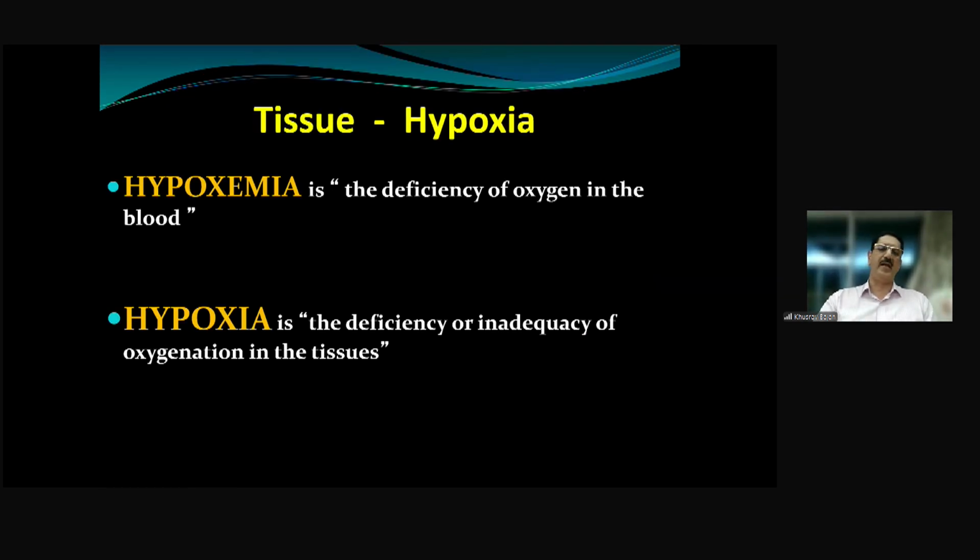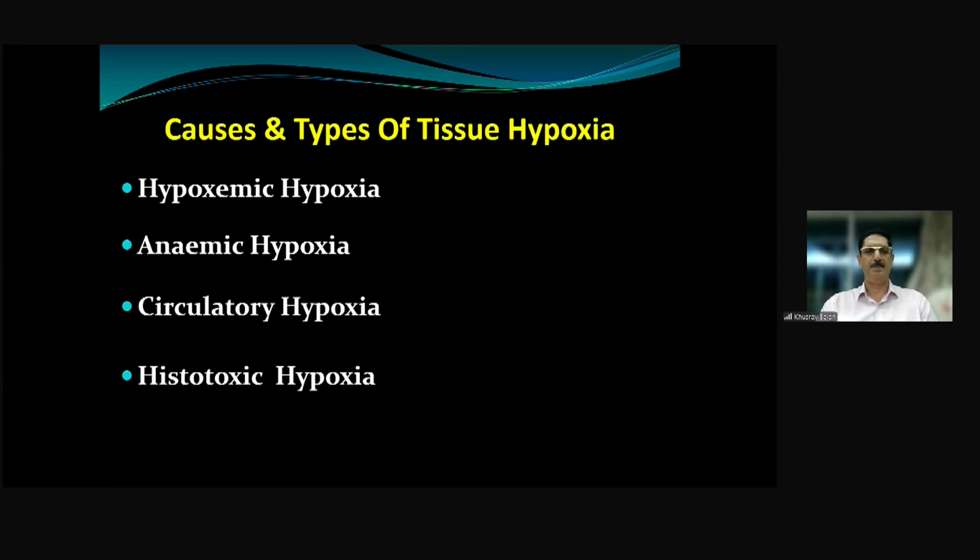This brings me to the next terminology. I promise in 2 slides, I'll finish the physiology. Hypoxemia versus hypoxia. Whenever we talk about emia, emia is blood, and therefore deficiency of oxygen in blood is hypoxemia, whereas hypoxia is the deficiency of oxygen in the tissues.